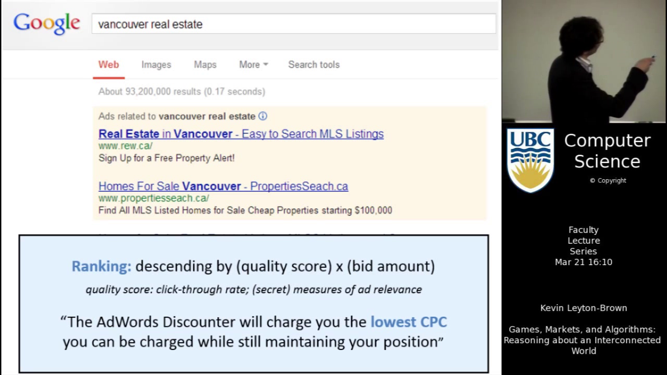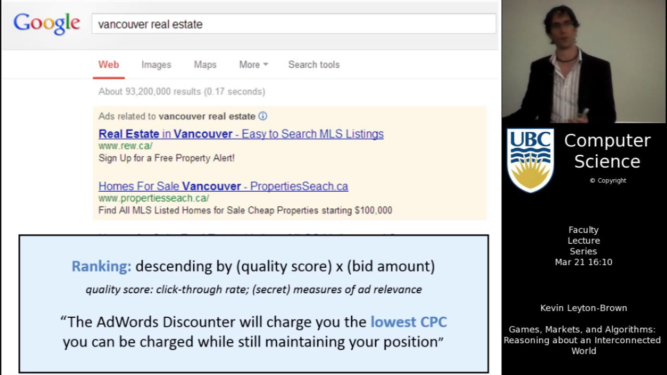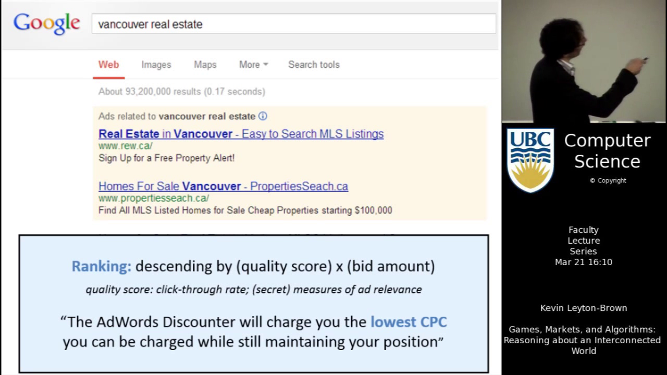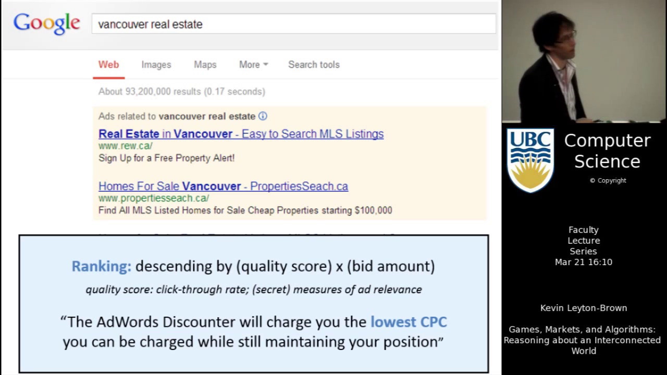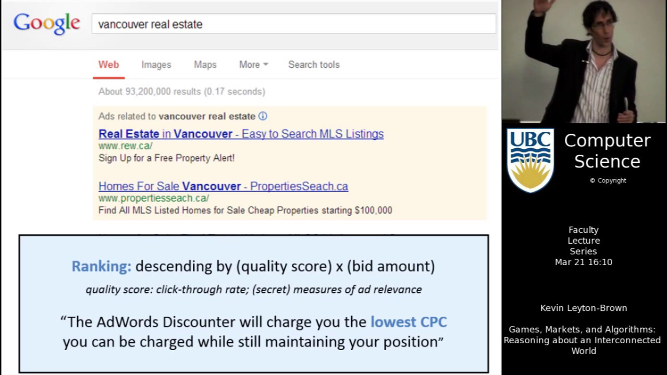But the important thing about quality score is that you have no control over it, or to the extent that you have control over it, it's something you're trying to improve anyway. It's sort of the quality of your page. So the bid amount is the thing you do control. And basically, people with higher bids show up higher in the list. So you're seeing people sorted by kind of quality score weighted bid.